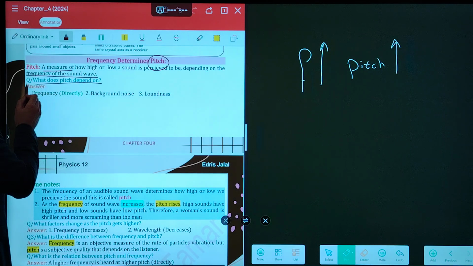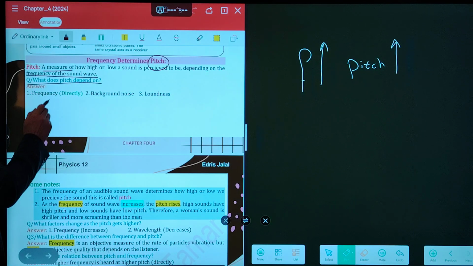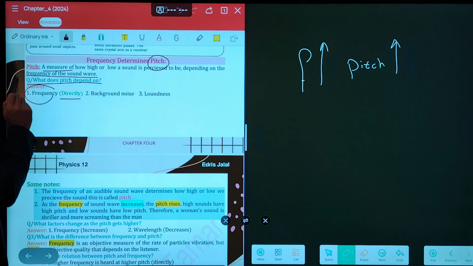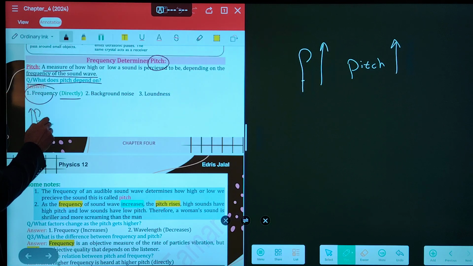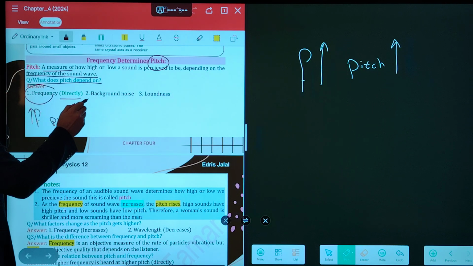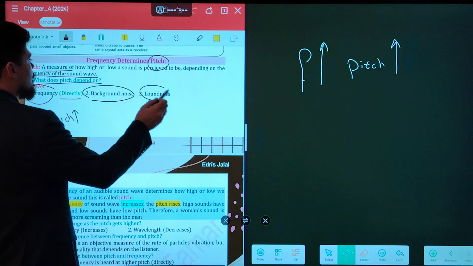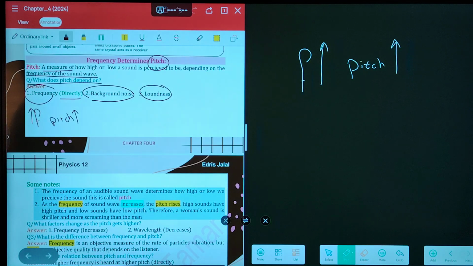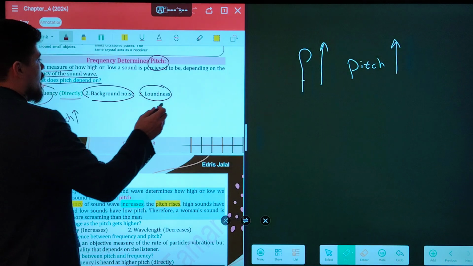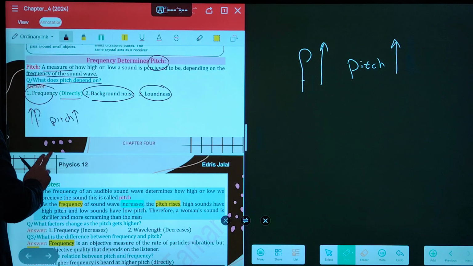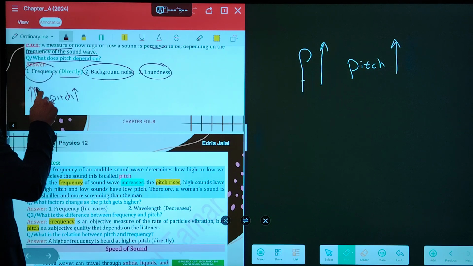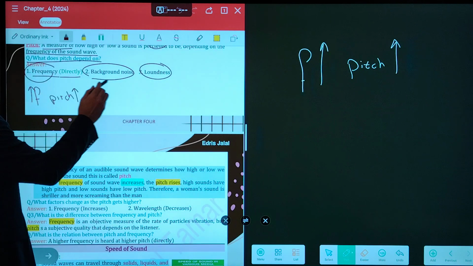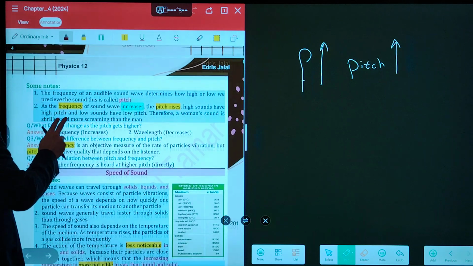What does pitch depend on? Pitch depends on frequency, directly proportional. More frequency, more pitch. Background noise and loudness: with background noise, pitch is inversely proportional. Why? Because in the background noise, it is too noisy and there is a lot of sound, so that is why the pitch decreases. And with loudness, it is directly proportional. What does pitch depend on? It depends on these three factors: frequency, background noise, and loudness.